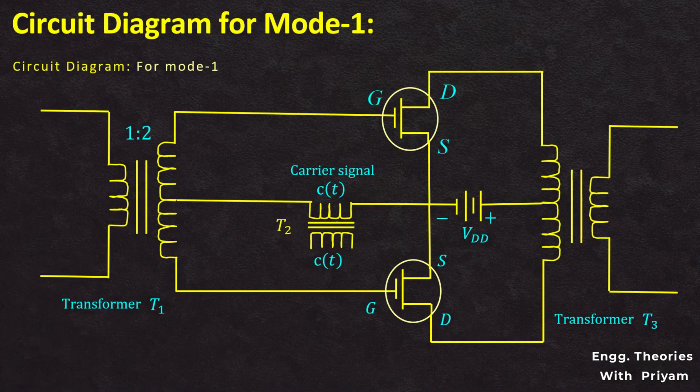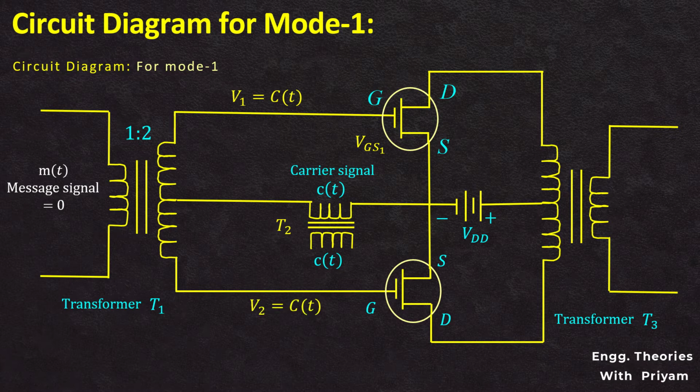For mode 1, consider that no modulating signal or message signal is applied, so MT is equal to 0. The center tap secondary side of the transformer T1 with the ratio 1:2 does not generate any modulating signal. Input to the gate of the MOSFET will be the carrier signal, and this voltage is the gate to source voltage for MOSFET 1, or we can write VGS1 is equal to CT. Similarly, input to the gate of MOSFET 2 will also be the carrier signal, and this voltage is the gate to source voltage for MOSFET 2, or VGS2 is equal to CT.